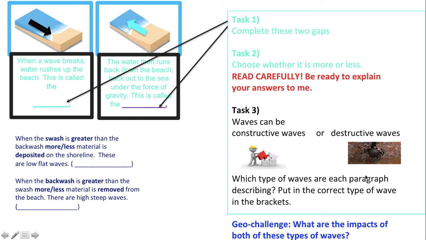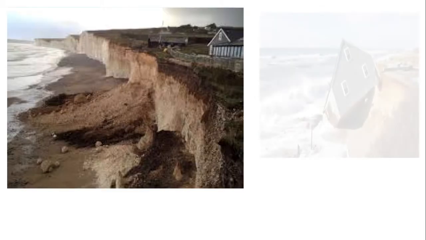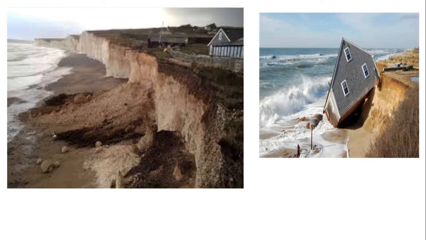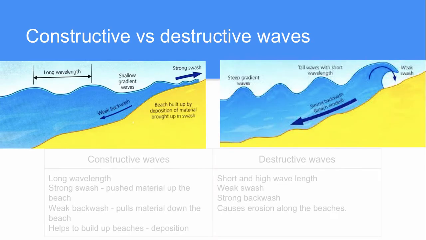Waves can be constructive or destructive. Now I've got some pictures to help you: constructive, like to construct, to build; destructive, to break down. If I showed you this picture right at the start, we can see that there have probably been some destructive waves going on here.